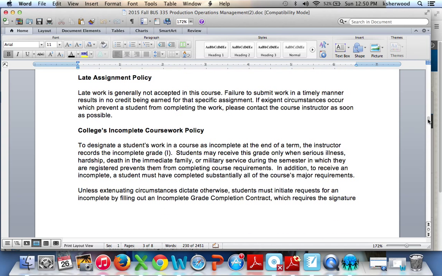Late assignments. Normally we don't do late assignments, but I'm a very understanding person, and I know a lot of us are working professionals, and sometimes some things happen. Just try to get a hold of me in advance if you have to submit something late. Try to get a hold of me as quickly as possible so I understand.